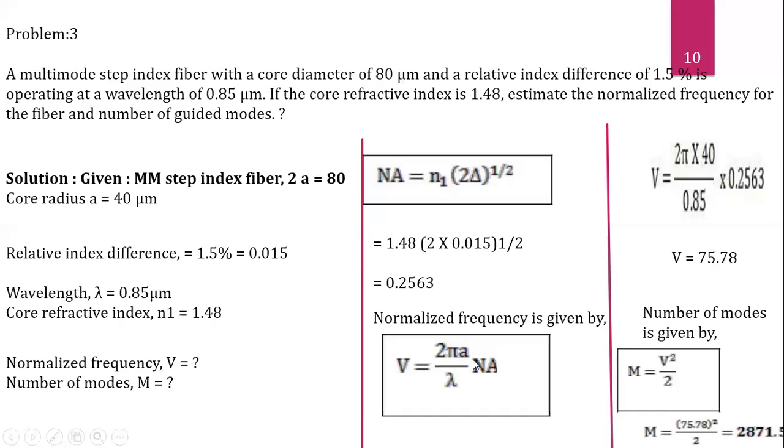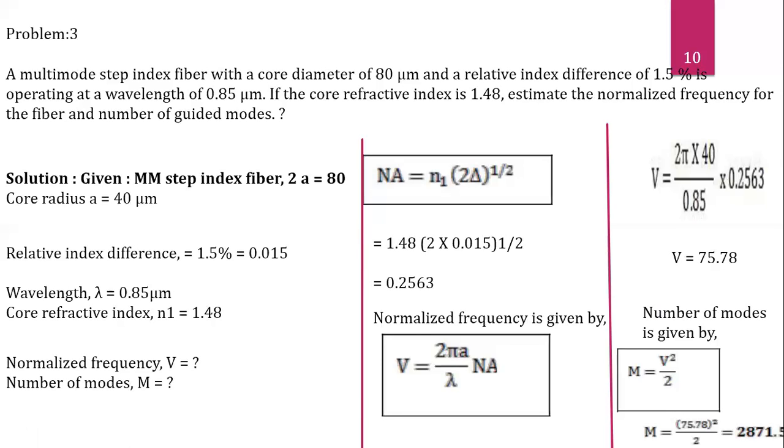Now for this A value, we substitute 40 into 10 to the power minus 6, divided by, for this lambda value, 0.85 into 10 to the power minus 6. And for this numerical aperture, we substitute the value 0.2563. By substituting this value and simplifying, we will get the value of normalized frequency as 75.78. Using this normalized frequency, we can easily find out the number of modes in an optical fiber.